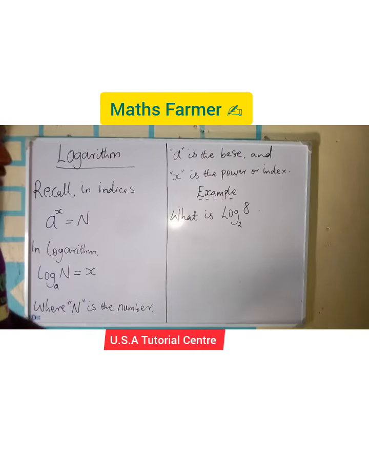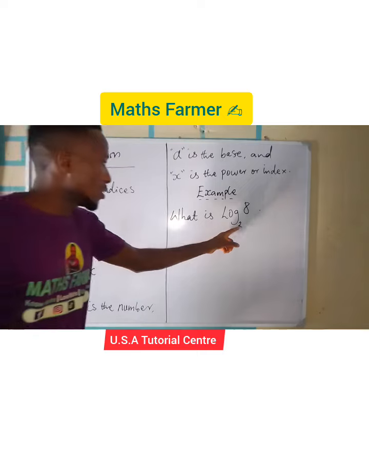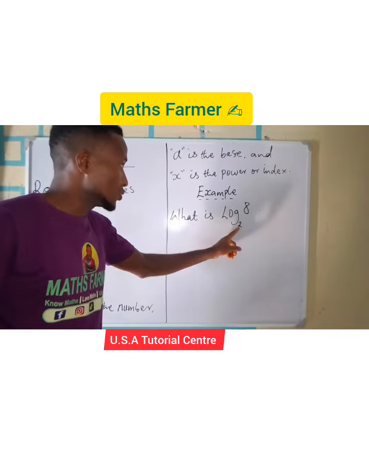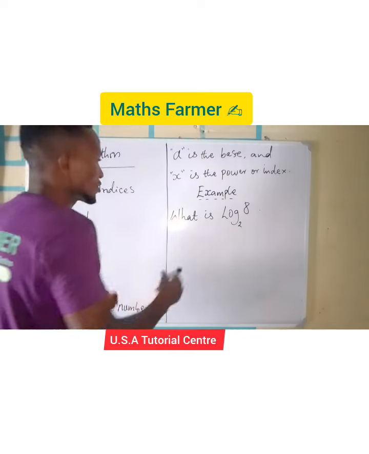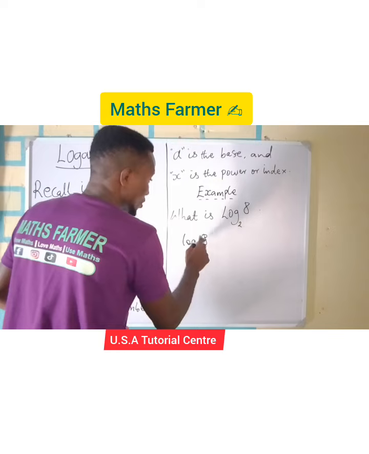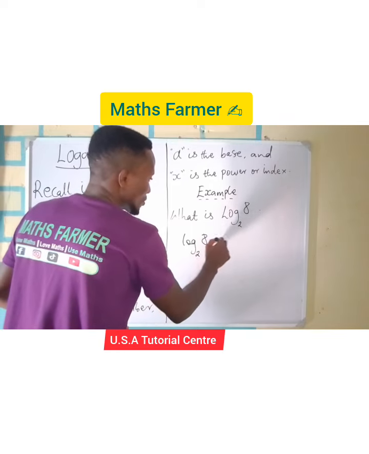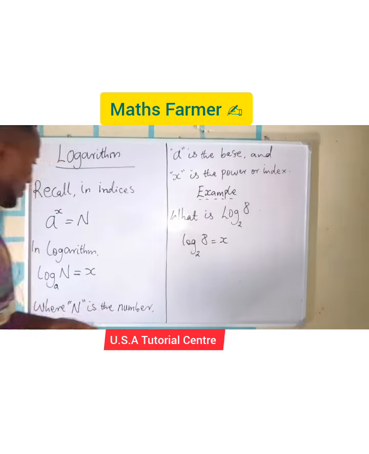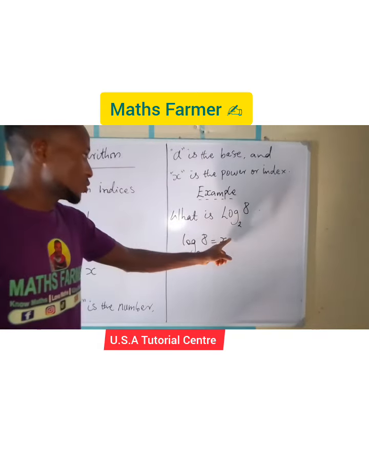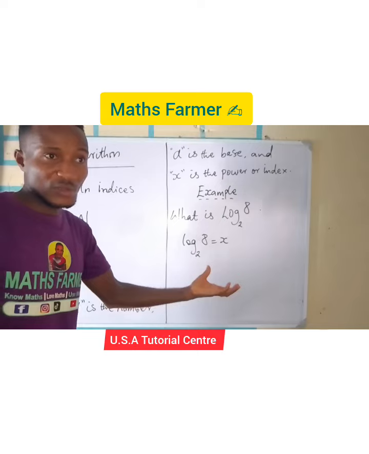And x represents what? The power. So they are asking us what raised to the power of 2 to give us 8. So in order to solve this, we now say log 8 base 2 is equals to x. Yes. If you watch here, x is the power. That's what is missing here. So I now put x. You can use any alphabet of your choice anyway.